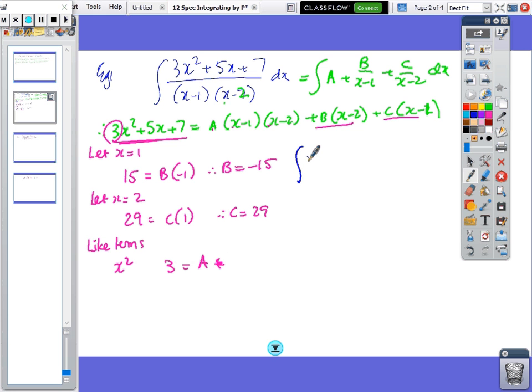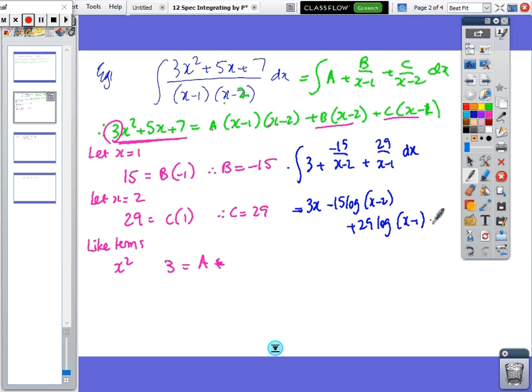And so the final integral would be the integral of 3 plus minus 15 over x minus 2 plus 29 over x minus 1 dx, and so that's 3x minus 15 log base e of x minus 2 plus 29 log to base e of x minus 1 plus c. Okay, and we're done.